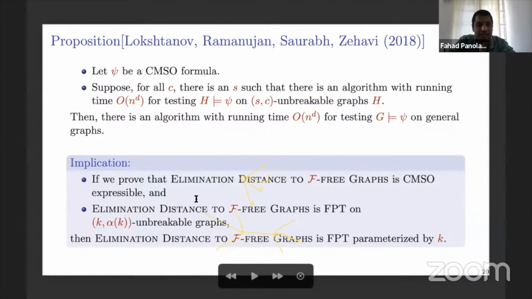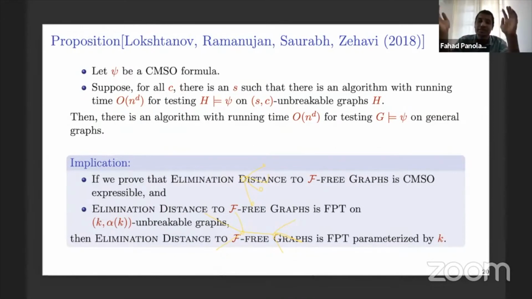So next I will explain this problem. Elimination distance to F-free graphs has a certain characterization. I will give that characterization, and those who have seen CMSO will be able to see that this characterization is CMSO expressible. Others can go and read, and then understand that this characterization will help you come up with a CMSO expressible formula.